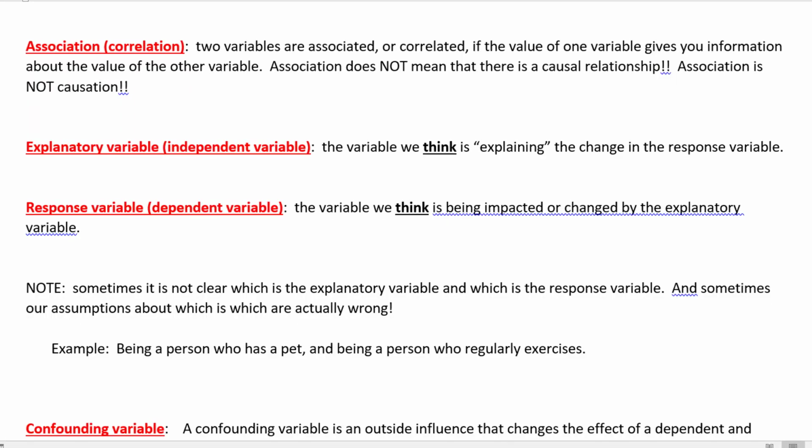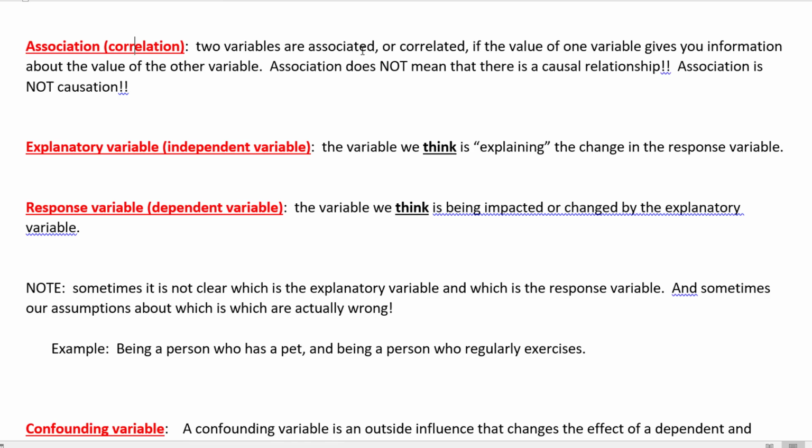This is Module 10. We're going to go through some of the basic vocabulary related to causation and correlation. So first, defining association. You'll hear me use the word association and also use the word correlation. Those are synonyms, so they really mean the same thing. You could use the word association or you could use the word correlation.